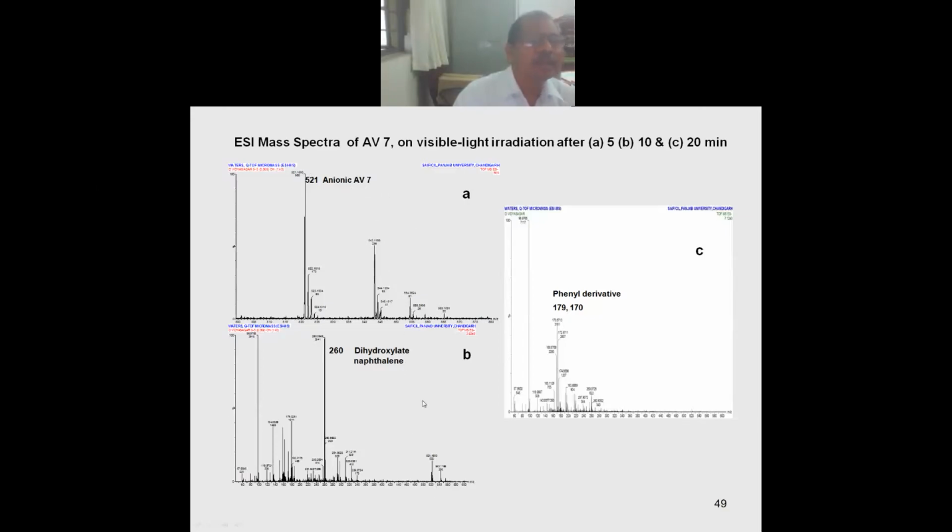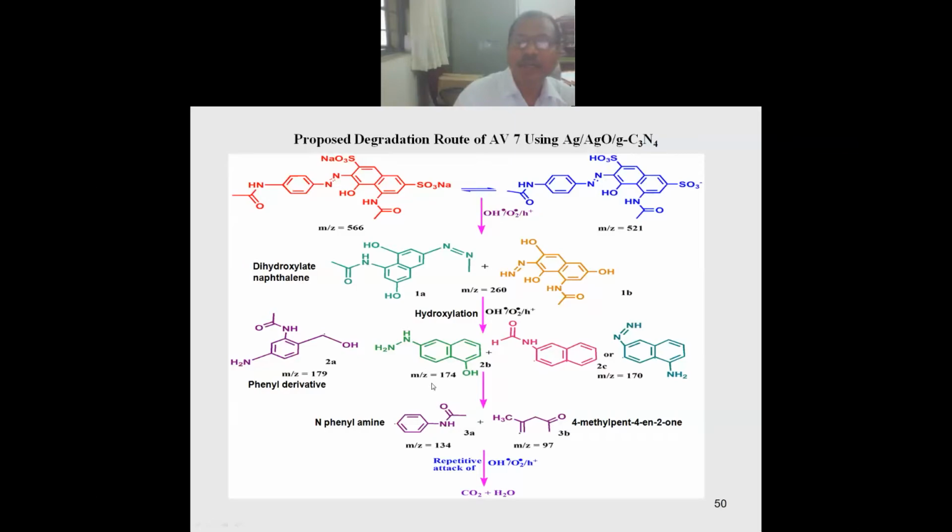After 10 minutes, this shows the degradation of the component, and the 527 peak intensity is reduced. This peak is enhancing, and it is because of the dihydroxylated naphthalene. Again, after 20 minutes, these higher weight peaks are further reducing, and it is coming to the phenolic derivatives. This is the 179 mass spectrum peak, corresponding to the lower derivative. So degradation is occurring with respect to time. We have seen earlier the measurement by TOC.